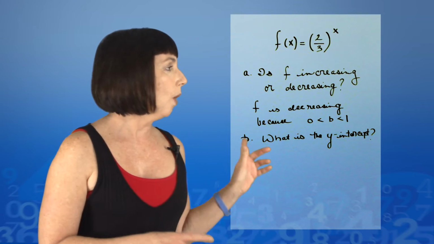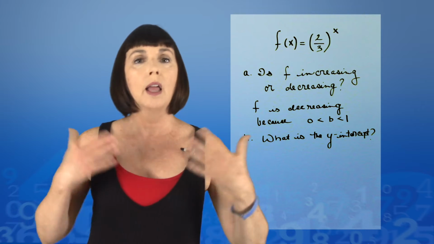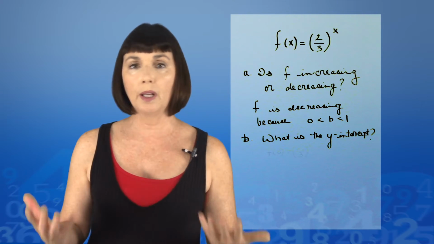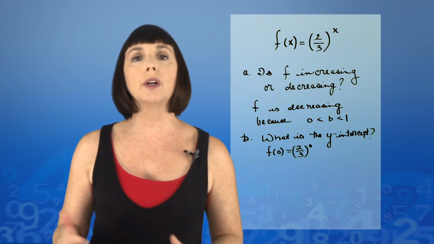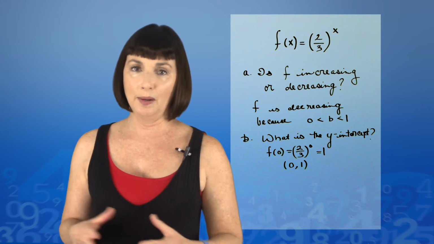Okay, here's our next question. What is the y-intercept? All right, so the y-intercept is where x is equal to 0. So we plug that in. 2/3 raised to the power of 0 is 1. So the y-intercept is the point (0, 1).